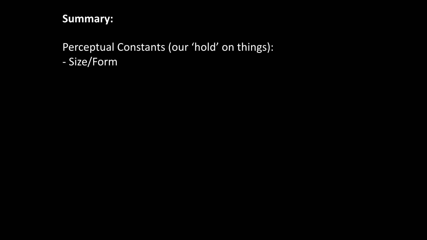Let's have a quick look at the summary. So, perceptual constants first. That's this whole section, perceptual constants. And the way that Merleau-Ponty talks about this is our hold on things, the way that we grasp things. We looked first at size and form, and we had that important idea of the privileged perception, which is that optimal distance by which our hold on the thing achieves the most clarity possible. And that will vary, like I said, depending on what we're engaged in.